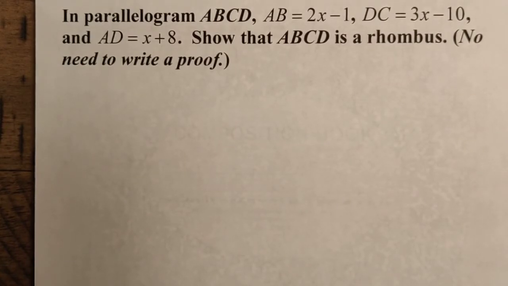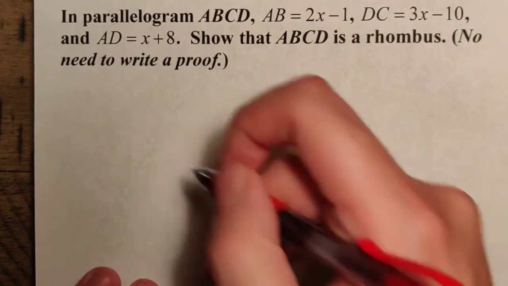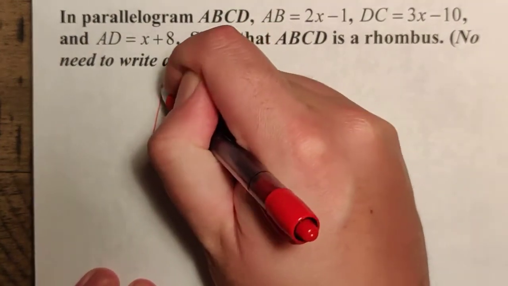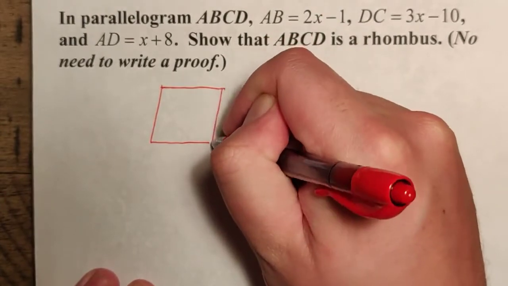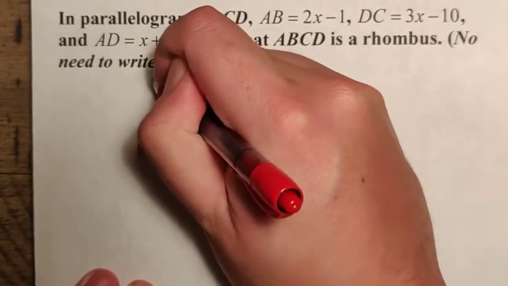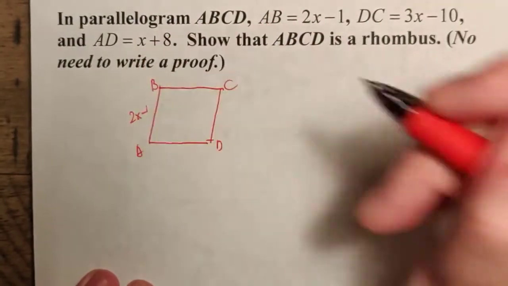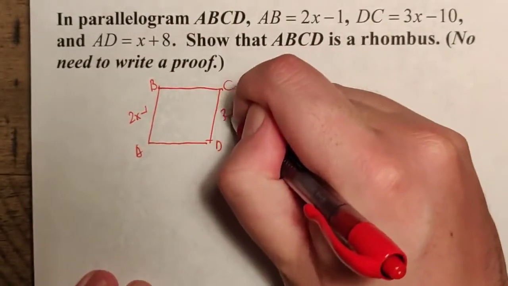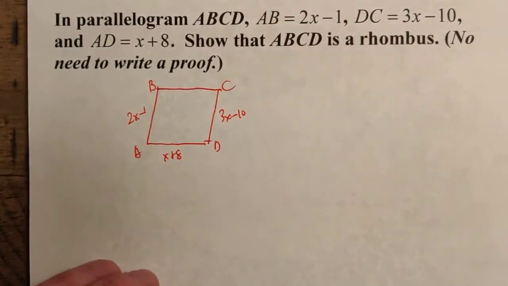So we have a parallelogram ABCD. We're given this information. We want to show it's a rhombus. Okay, that seems pretty fair. So we're going to go ahead and sketch this. ABCD kind of looks like this. I don't know if it's a rhombus or not, but we can go ahead and sketch that. Here's A, B, C, D. So we have AB is 2x minus 1, DC appears to be 3x minus 10, and AD is x plus 8. All right, that seems fair.